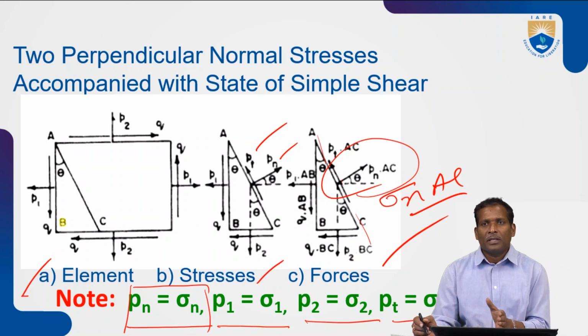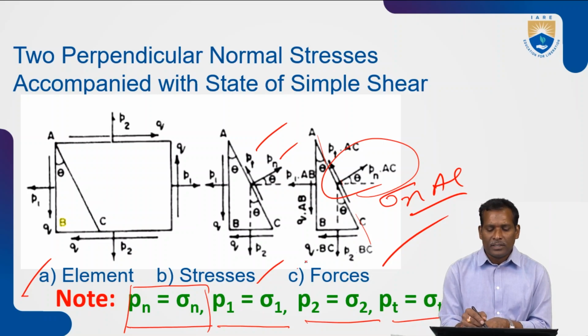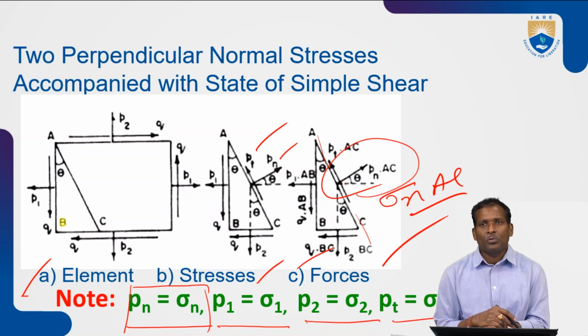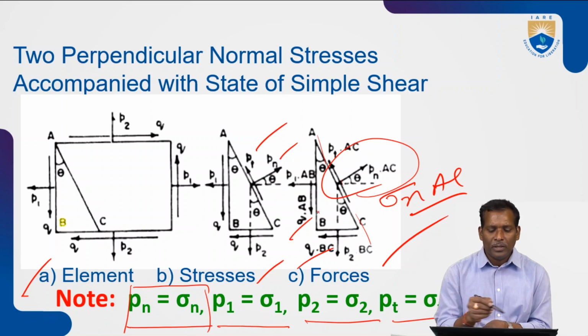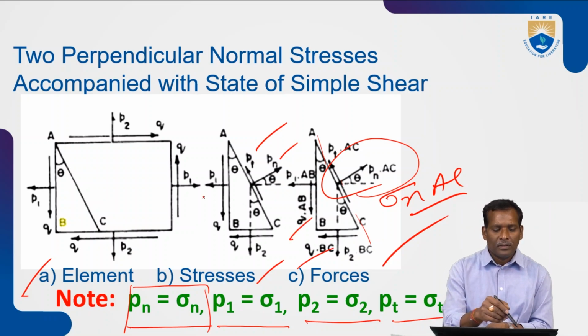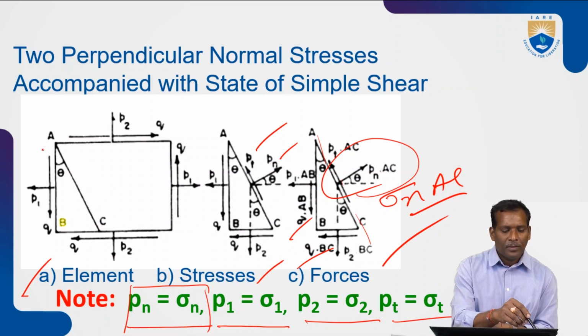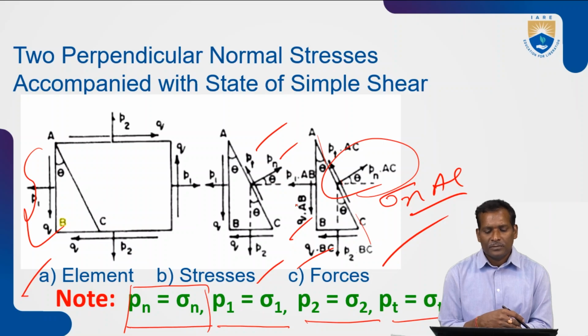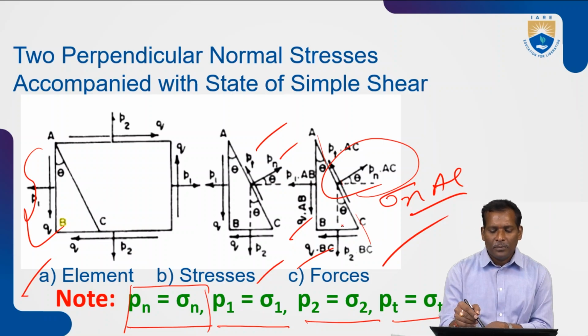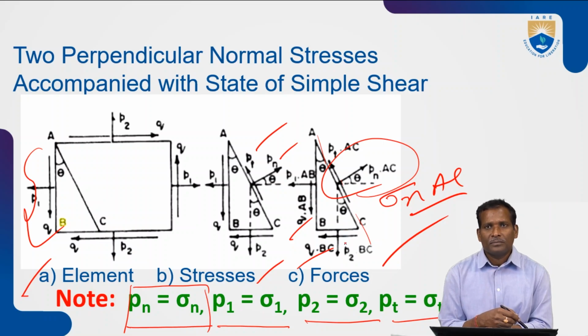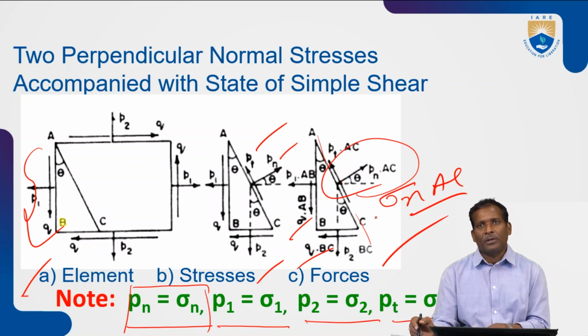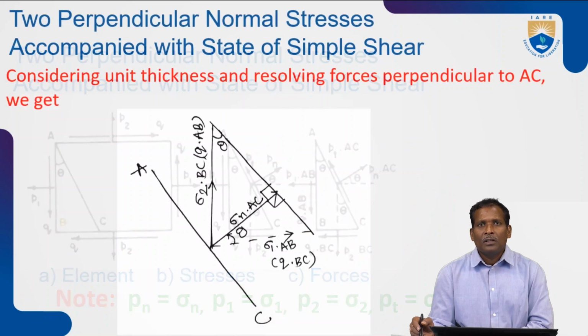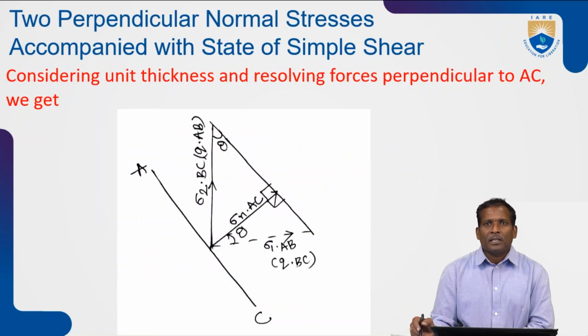So clear. So similarly, here also calculate shear stress QBC and QAB on this AB plane, the AB plane, the QAB, and then QBC. The inclination occurs at this AC plane only. So considering unit thickness and resolving forces perpendicular to AC.